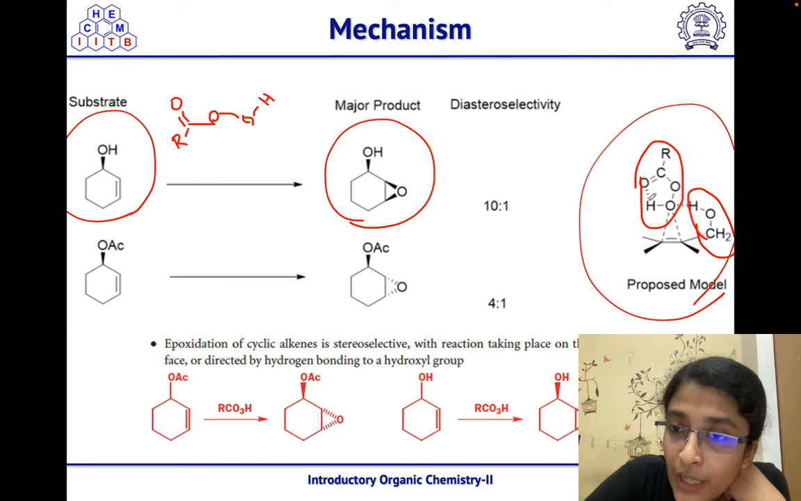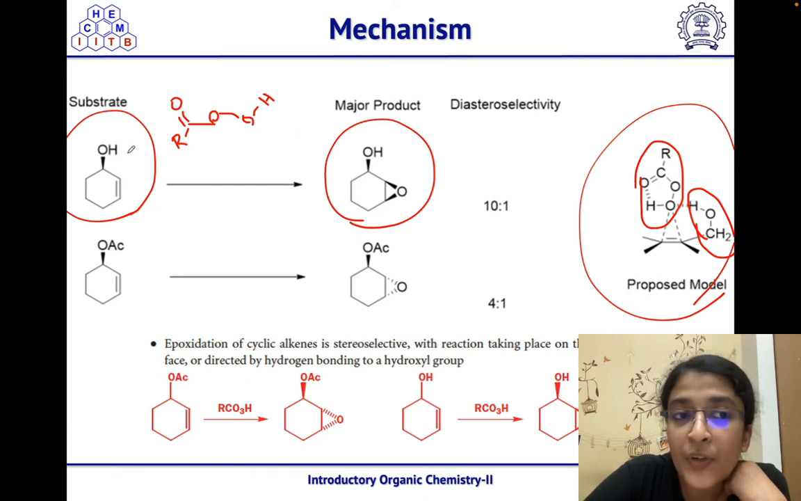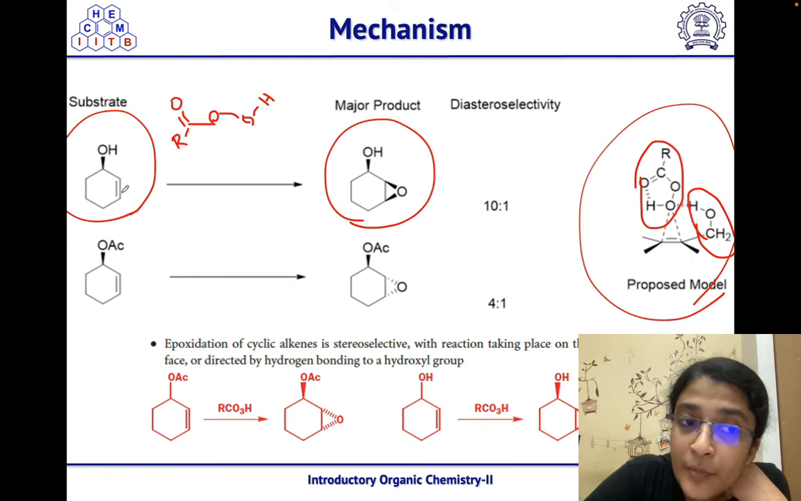See here also hydrogen bonding is forming, and because of that hydrogen bonding, this peracid will come from the same phase as that of this alcohol. If this alcohol is above, then peracid will also attack from the above phase, and because of that the epoxide will be coming from the above phase. Clear, right?